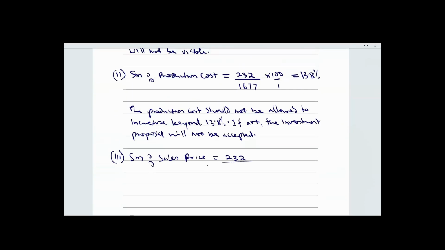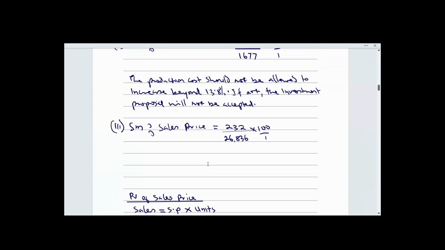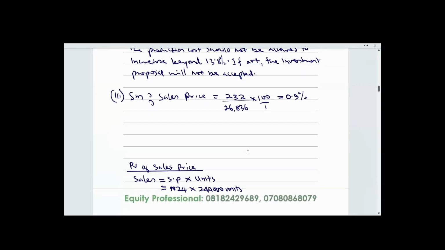So I will then come here, 26,836. Our figures are in thousand. So multiply by 100 over 1. What do you have here? 232 divided by 26,836 gives 0.9%. So this means that the sales price should not be allowed to fall. Your selling price should not reduce below 0.9%.